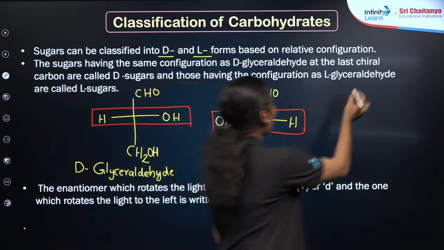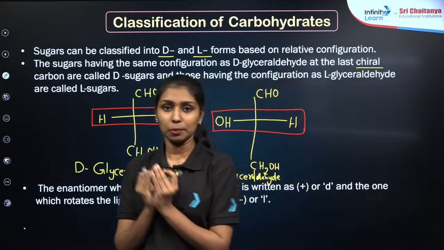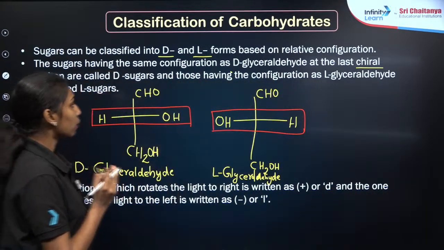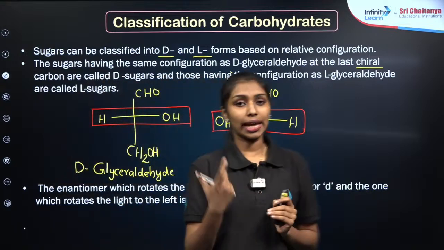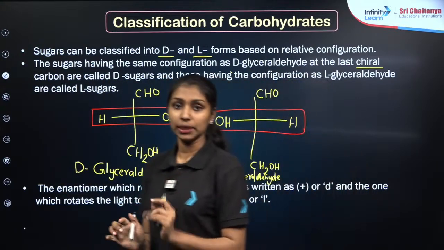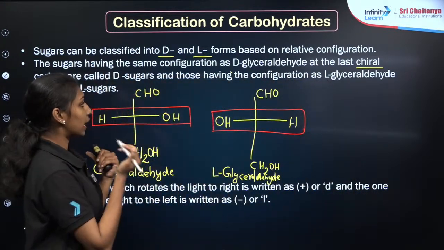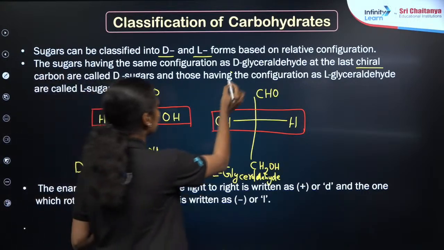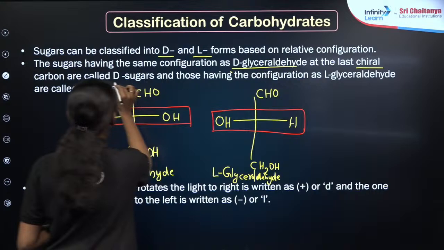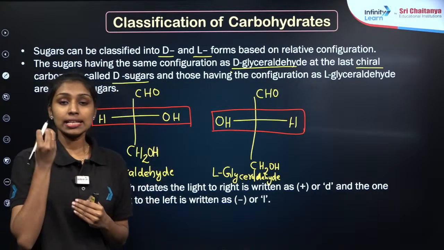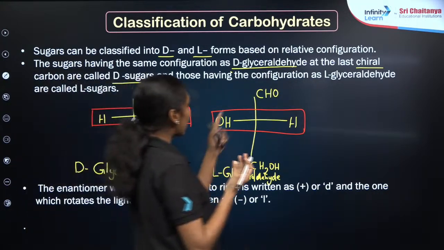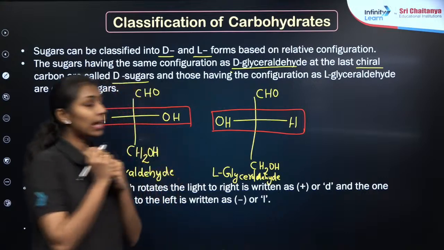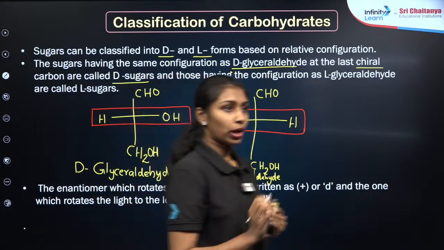So, the sugars having the same configuration as D-glyceraldehyde at the last chiral carbon. I hope everyone has the idea about stereochemistry and chiral carbon, right? A carbon containing 4 different surrounding atoms or groups is known as a chiral carbon. So, if the compound's last chiral carbon has the same configuration as that of D-glyceraldehyde, it is known as a D sugar, and if it has the same configuration as that of L-glyceraldehyde, it is known as the L form of the particular carbohydrate. Clear?